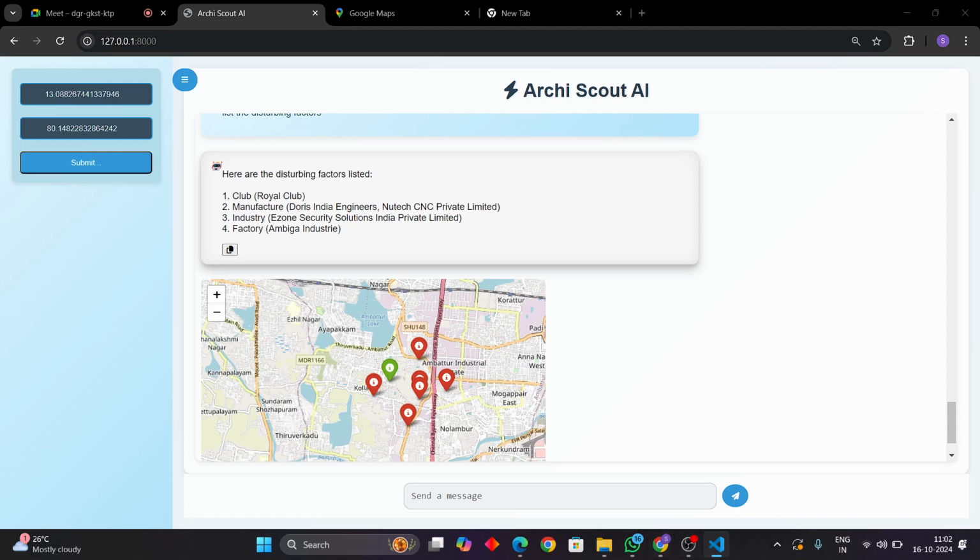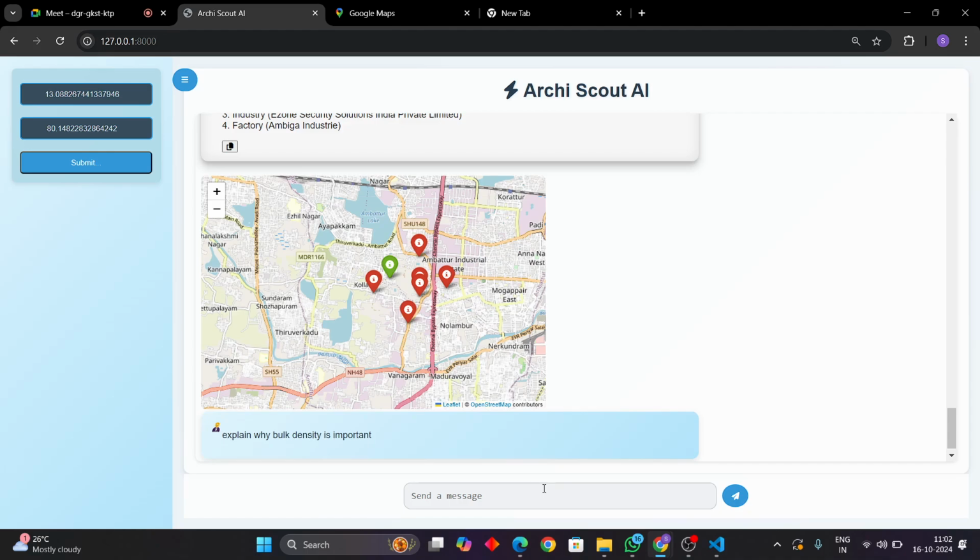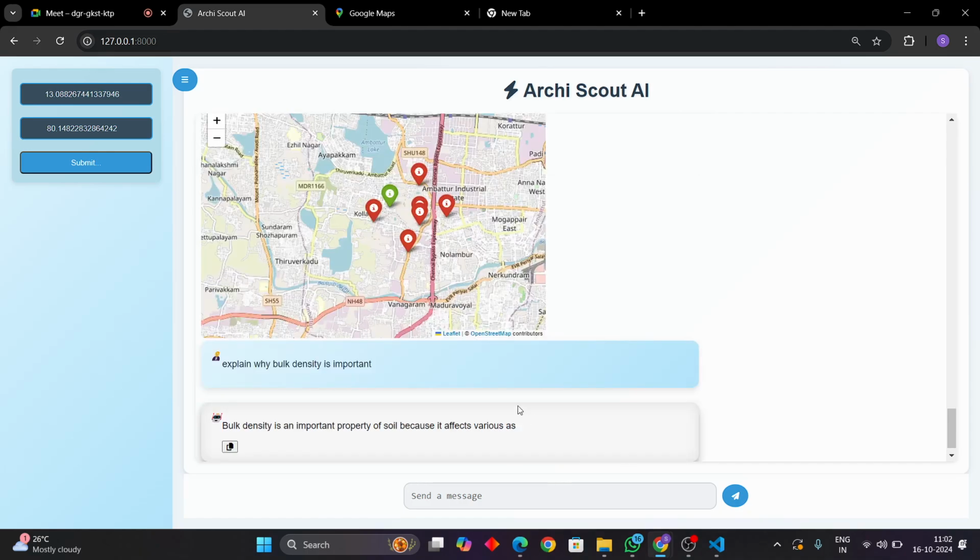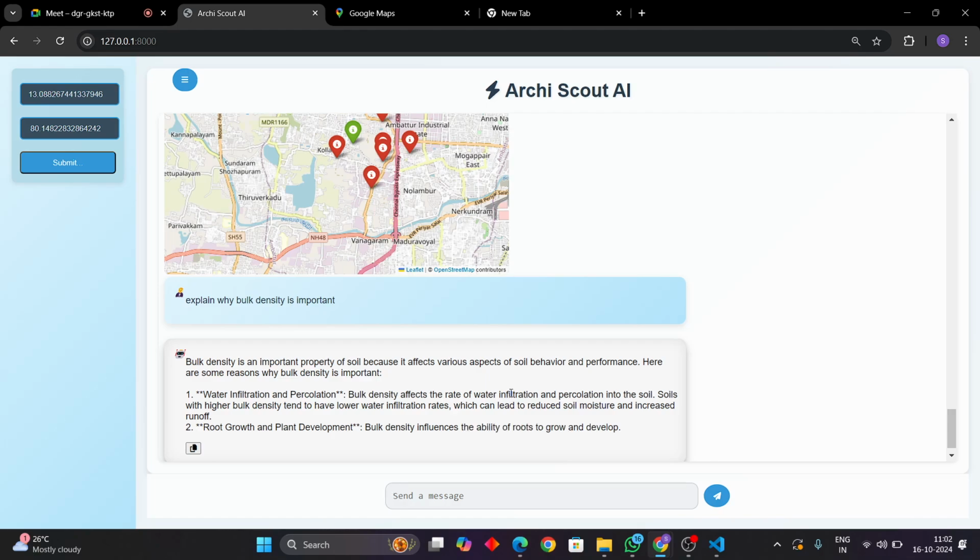And in addition to this, to make this chatbot easily accessible to people, we have made it conversational. For example, if I ask, explain why bulk density of soil is important, it would list all the details and explain why bulk density is considered very important as a property of soil.